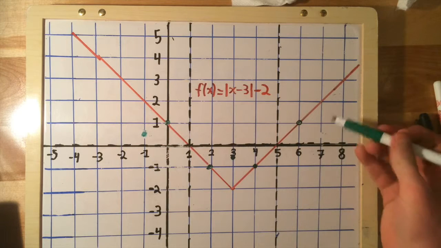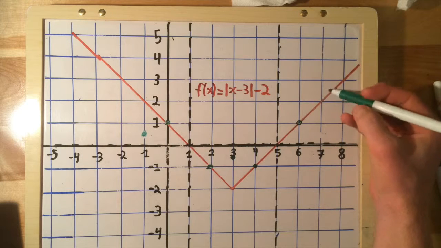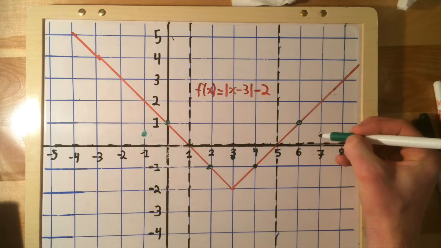The same goes for the right side over here. The original function, when x is equal to 7, has a y value of 2. So we know our reciprocal function is going to have a y value of 1 over 2, or 1/2.